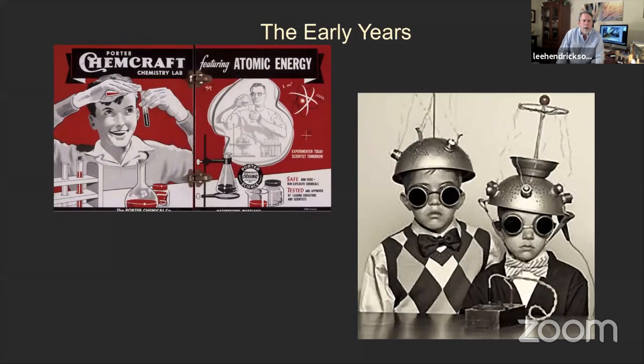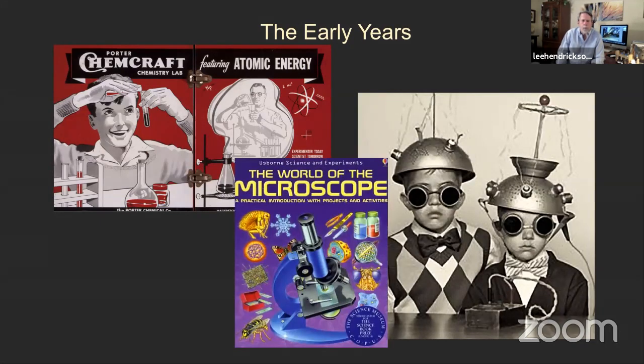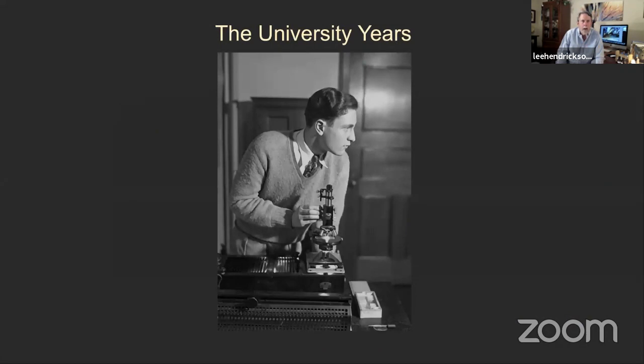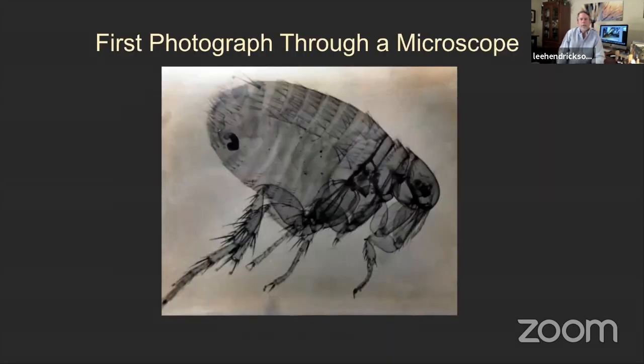I started off by building a laboratory in my basement. I bought my own microscope with money I saved mowing lawns, and I was hooked. I knew I wanted to be a scientist, and I was fascinated by all things scientific. I went off to school at Emory University in Atlanta, Georgia. I studied biology, and it was there that I took my first photograph through a microscope. It happened to be a rat flea.